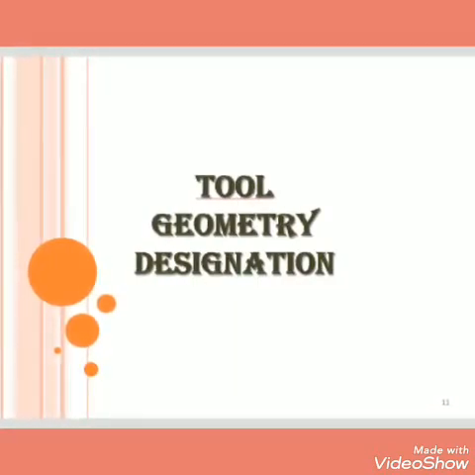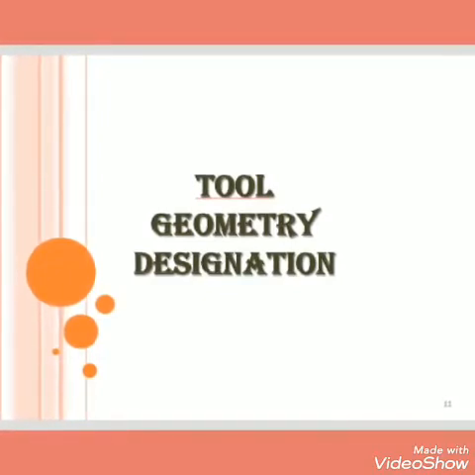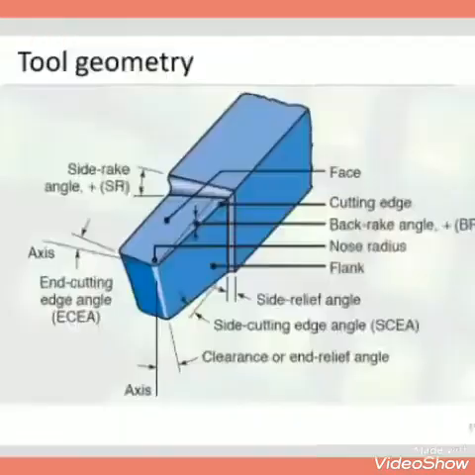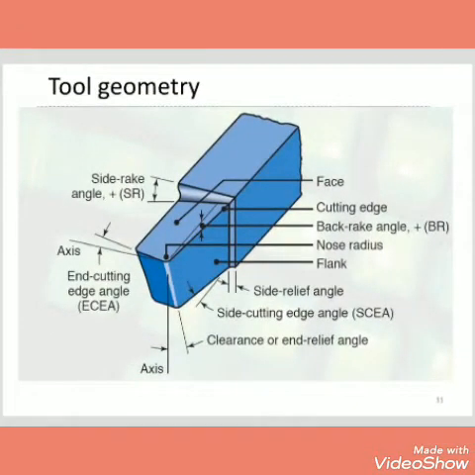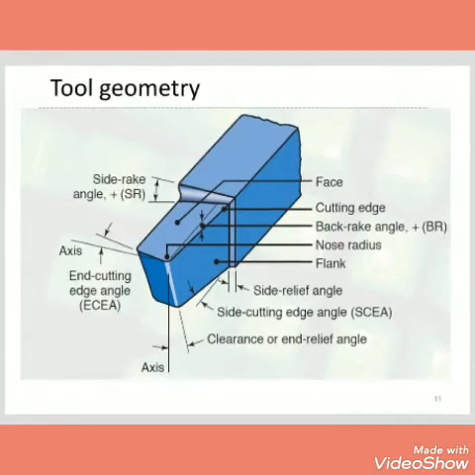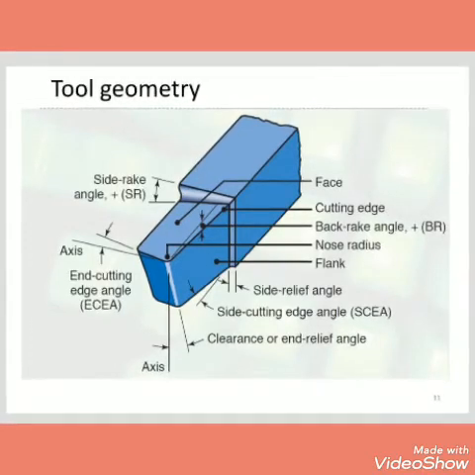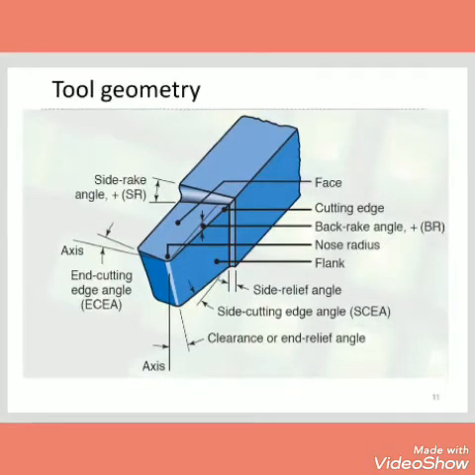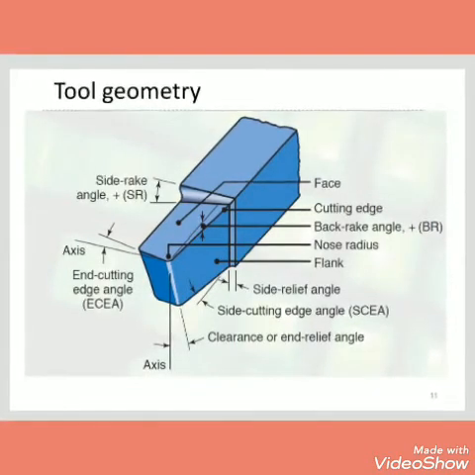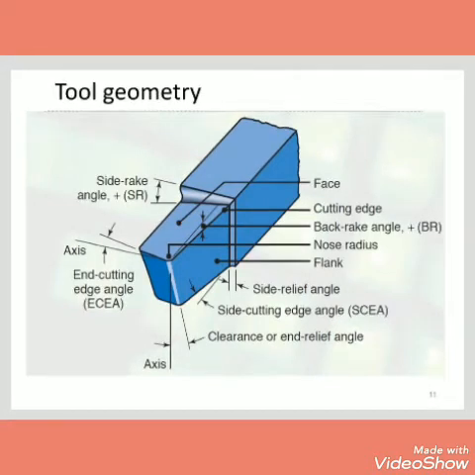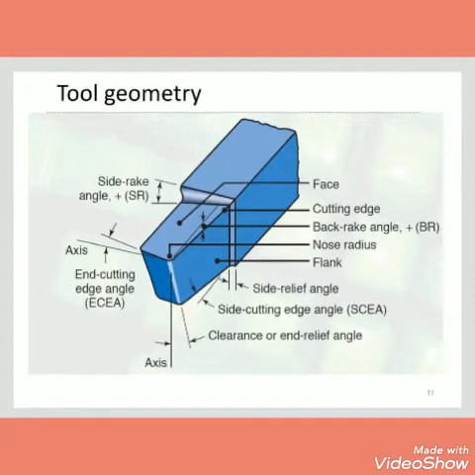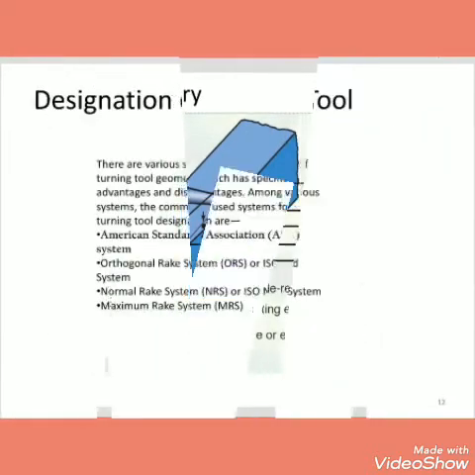Now going to the tool geometry designation. Here is a picture of the single point turning tool, where the face, cutting edge, back rake, nose radius, side relief angle, side cutting edge angle, and clearance or end relief angle are given. This is called a single point turning tool, or in short form SPTT.